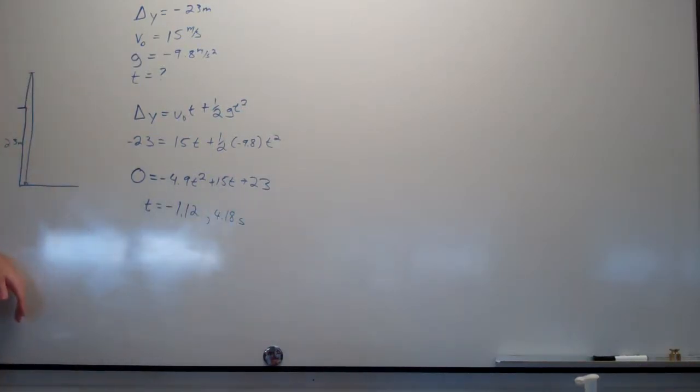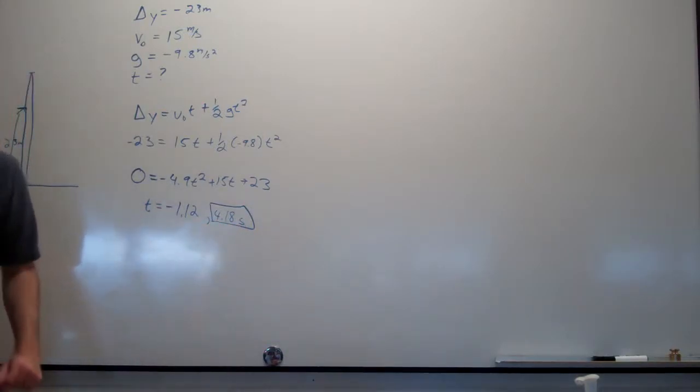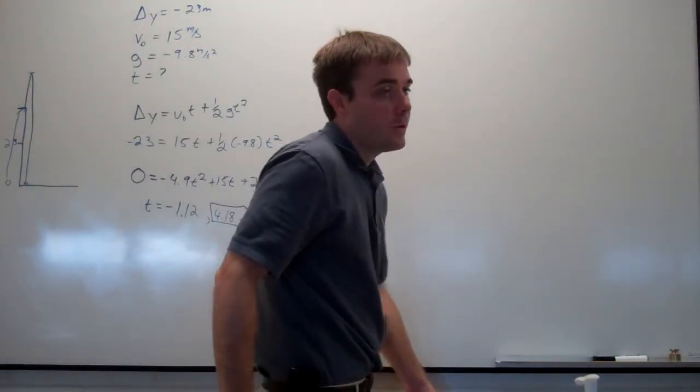So which of those is our answer? 4.18, because time can't be negative. What that negative 1.12 means is that in an imaginary situation, if you threw it from here up, it would take 1.12 seconds to get to the top of the cliff. So if you go back in time, where you can't actually go, to where delta y is 0, like you get to the bottom again. You don't really need to know that, but it's always going to be your positive answer. So that's the answer.